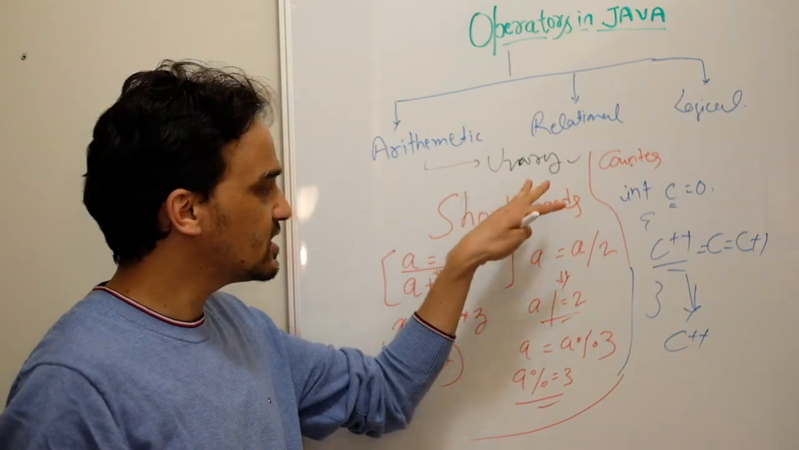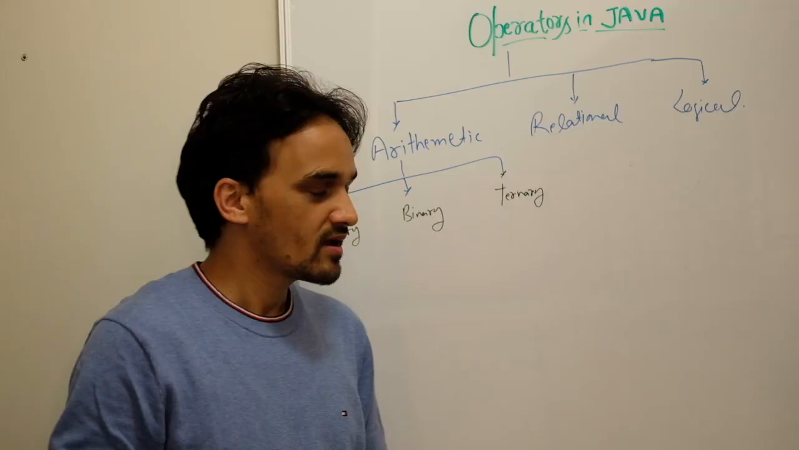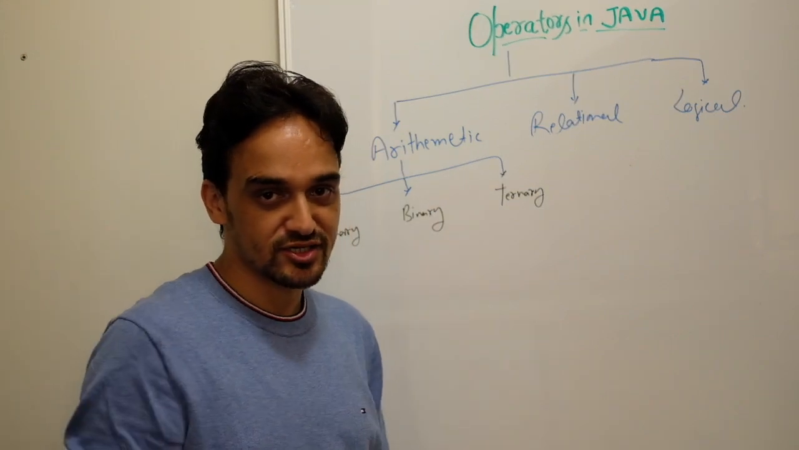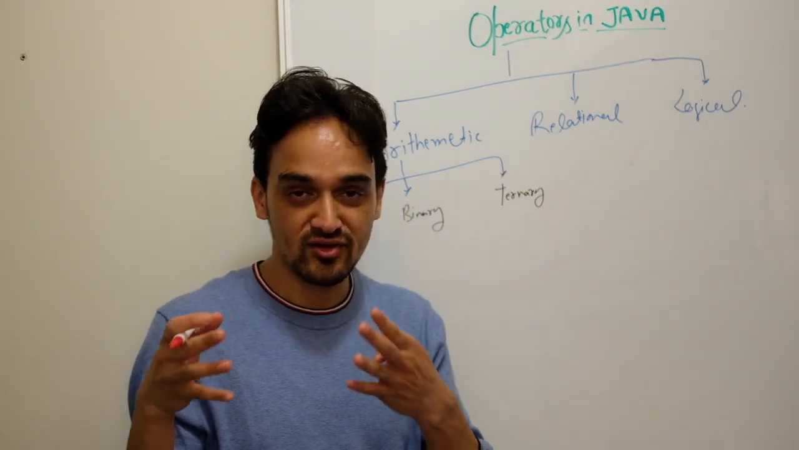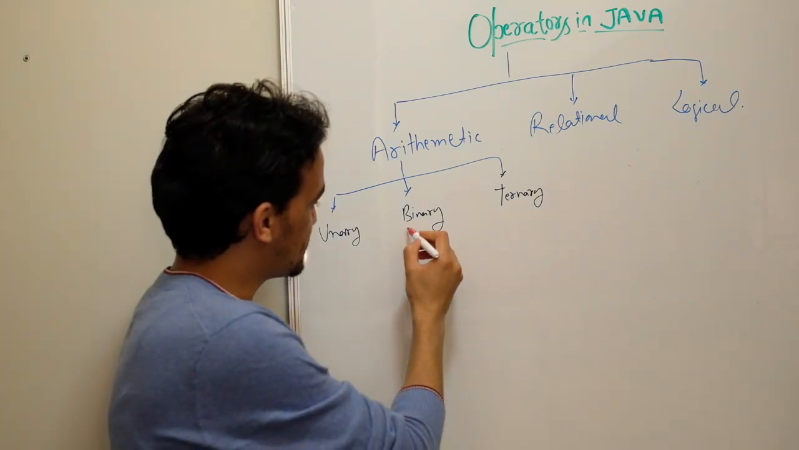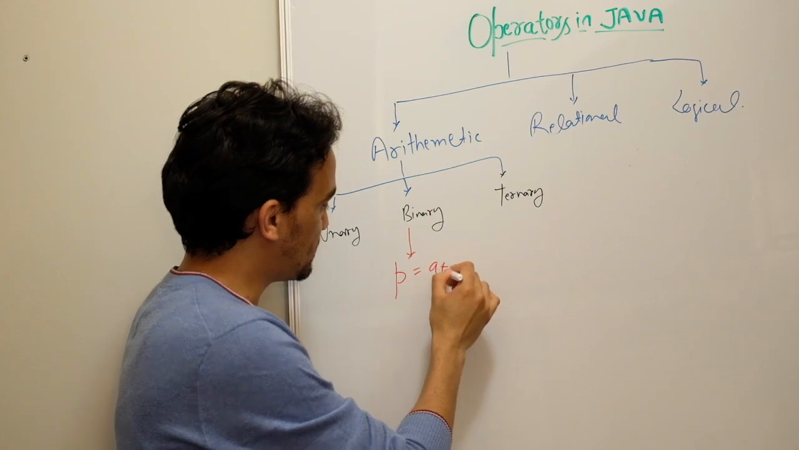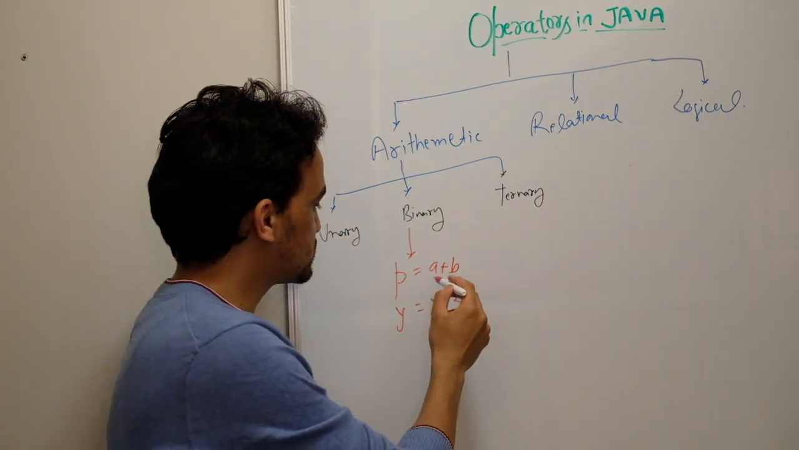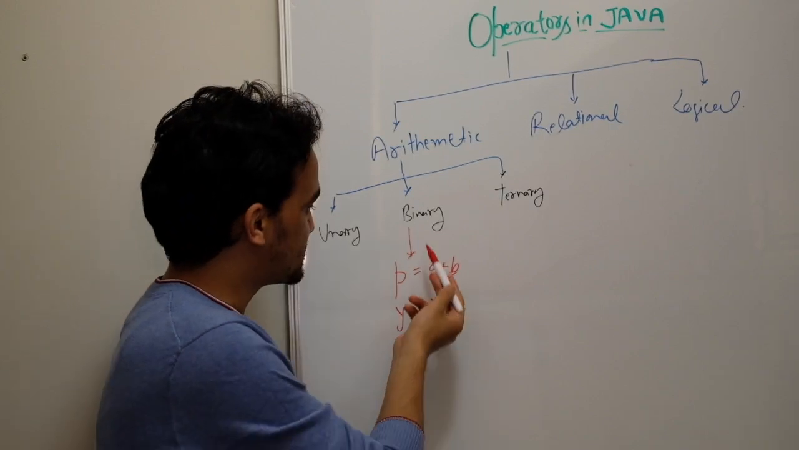So these were just the arithmetic ones. We talked about the unary operators, and now we'll quickly talk about the binary and ternary operators. Binary operators are very simple, wherein two operands are involved. We have already seen it. Let's suppose we have an expression p equals a plus b or y equals x minus z. Since two operands are involved in this operation, it's called a binary operator.